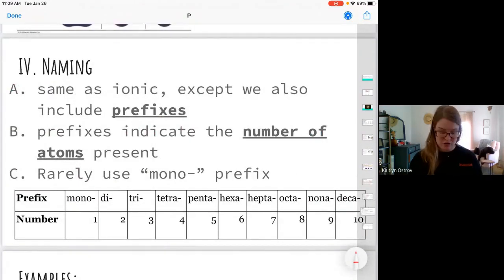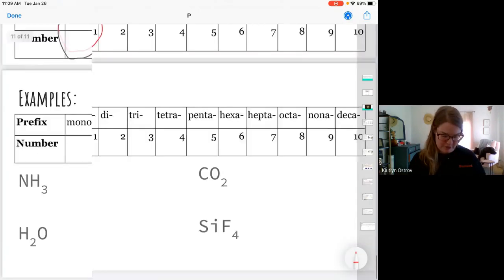Next, when you name covalent compounds, you do it the same way as ionic, like the first element keeps its name and the second element gets an "ide" ending. The only difference is you have to use prefixes, and the prefixes tell you how many atoms there are. If you have one atom, it's mono, but we don't usually use the mono prefix. Every once in a while we do, like for example, carbon monoxide, but mono is typically left off, so you don't need to include mono in your naming.